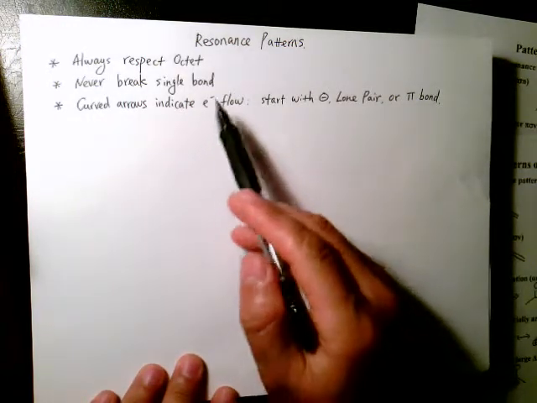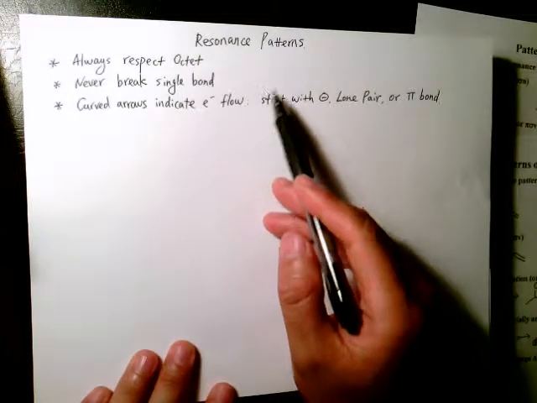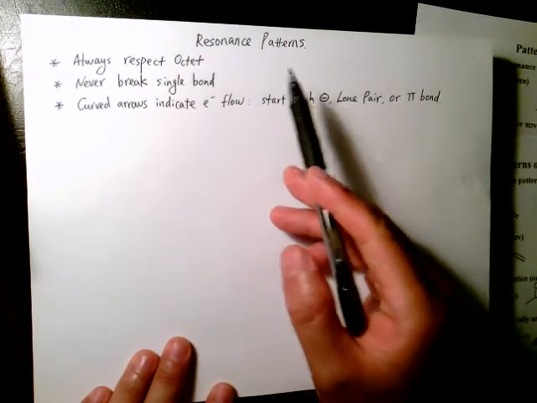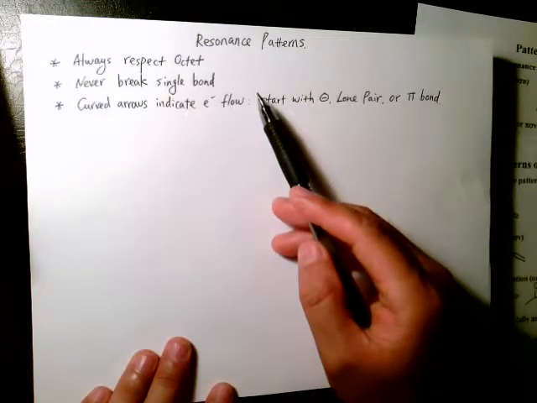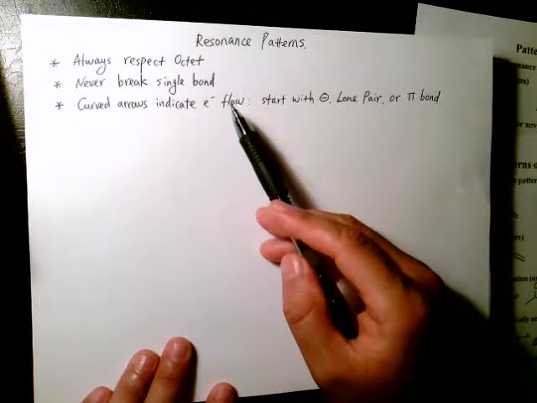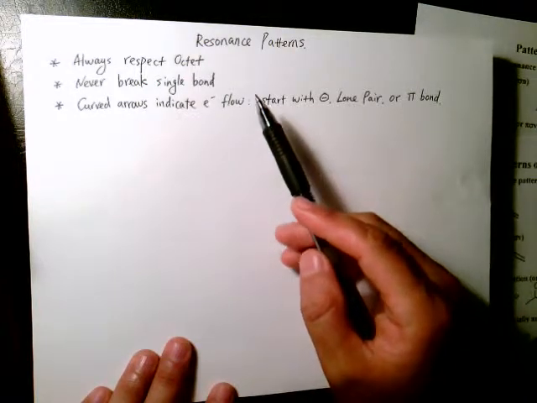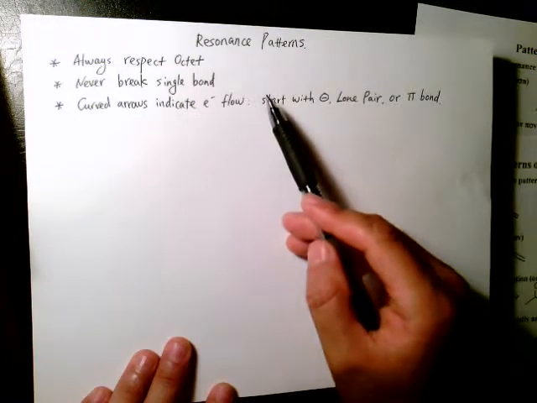So today we are going to learn how to draw resonance structures based on the patterns. Recall that resonance structures are different Lewis structures of the same molecule, and they have the same atom connectivity, but they may have different arrangement of electrons.